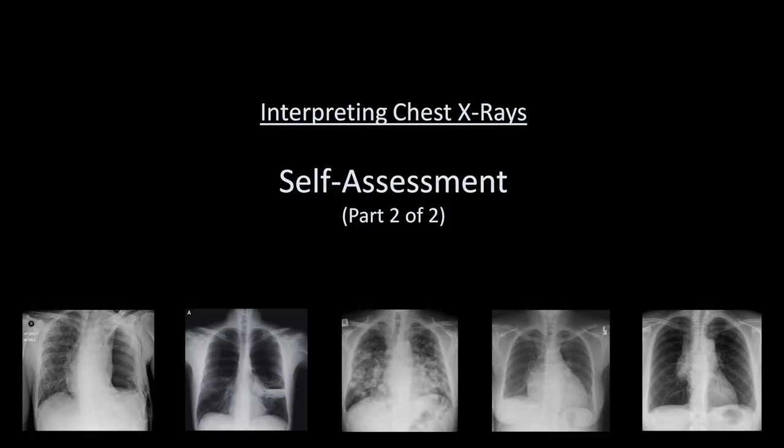This is part 2 of the last video in this series on interpreting chest x-rays, which is a self-assessment of the knowledge gained from the preceding 9 lessons.